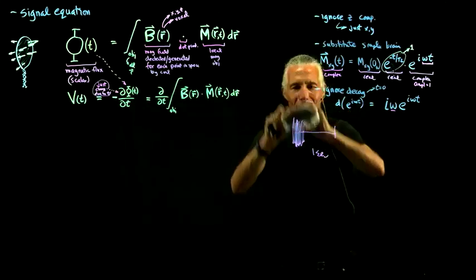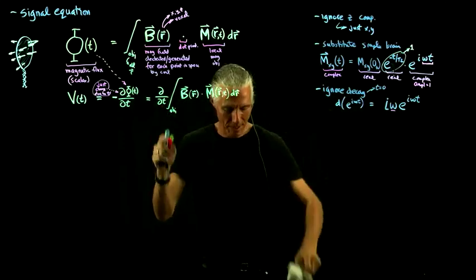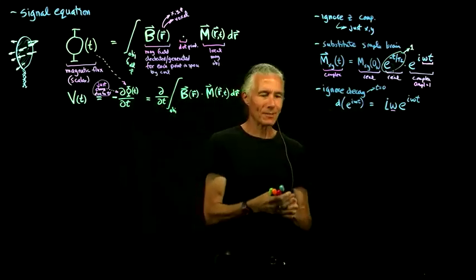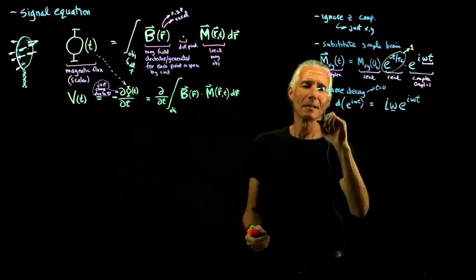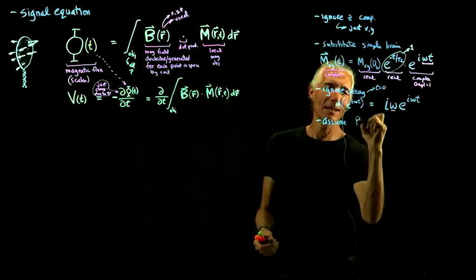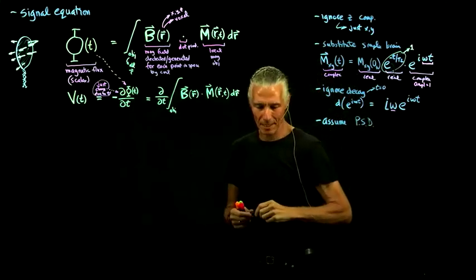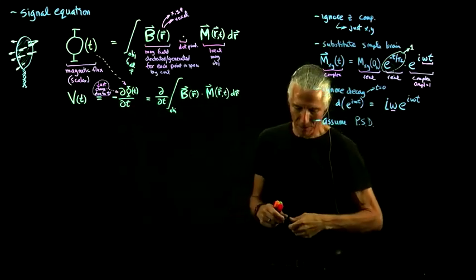Okay, so that's the derivative that we've got to take, because we've got to do the derivative over here. But now let's assume phase-sensitive detection. And so phase-sensitive detection basically gives us the frequency difference.